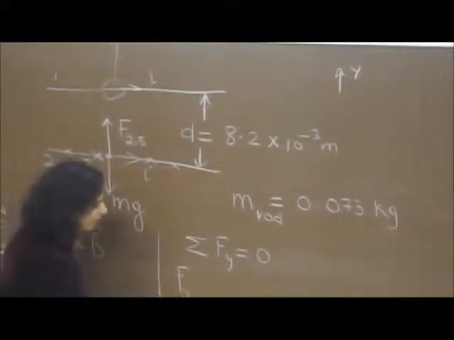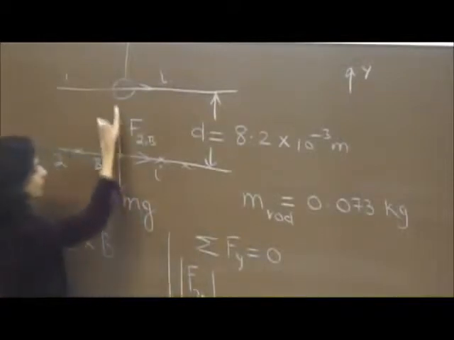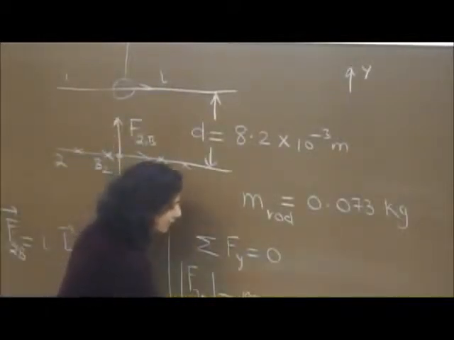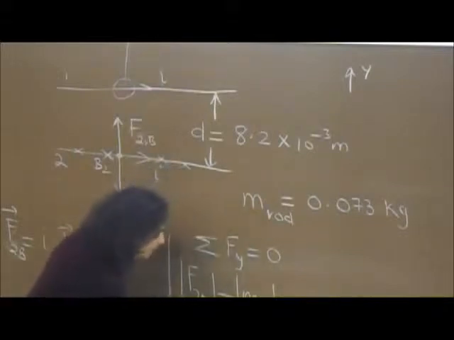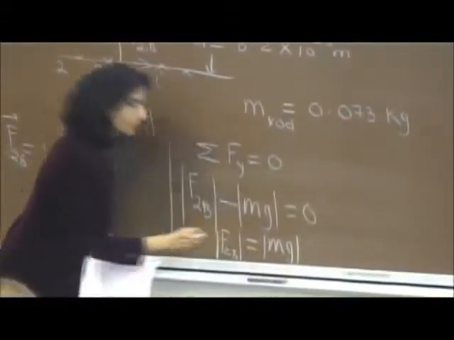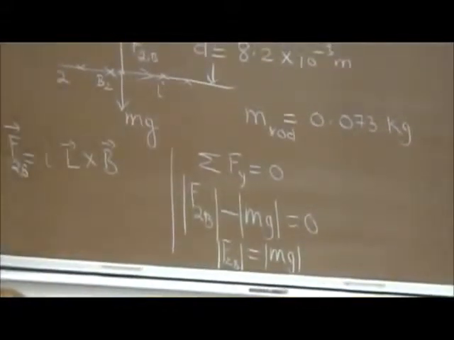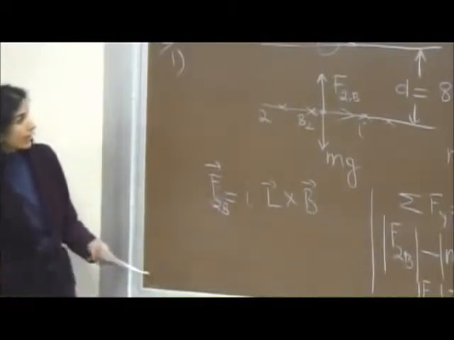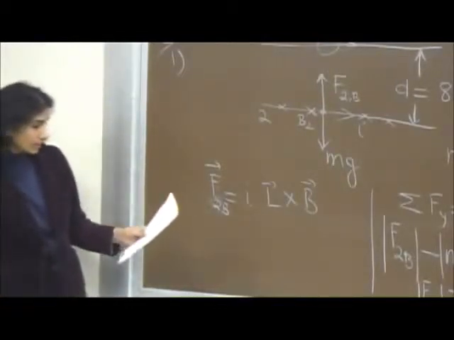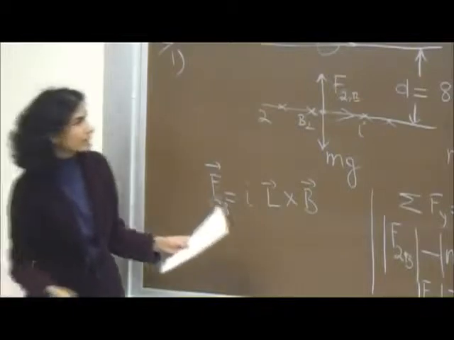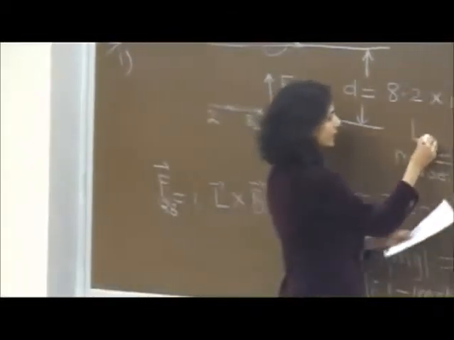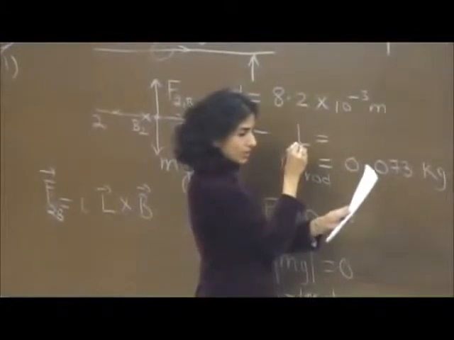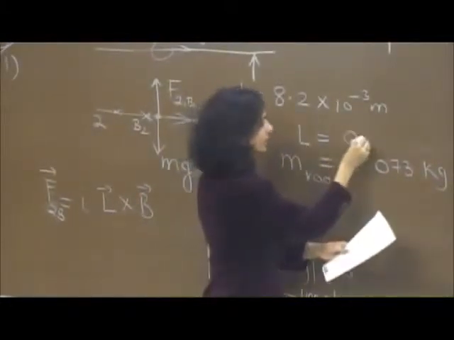That means that the F2B magnitude, which is in the positive y direction, minus mg, should be equal to zero. And that means that the F2B magnitude should be equal to mg. Right? Okay, so if that's the case, then we need to figure out the magnitude of F2B in terms of things that we know. So how do we figure this out? We are given here, by the way, the length of each rod, L. If you look at the problem, it says that the length of each rod is 0.85 meters.